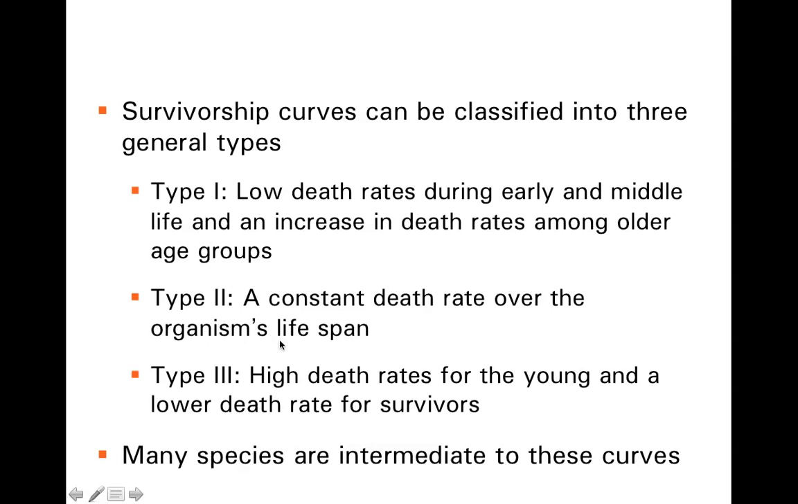In type 2 organisms, such as in the Belding's ground squirrel, we see a constant death rate, a constant drop in the line. And in type 3 survivorship curves, we see that it's really hard to get through the early years, very high rate of attrition, a very high rate of death for the young, and then once you make it past a certain threshold, your chances of surviving from one year to the next dramatically increase. And there's a lot of gradations between these three types.